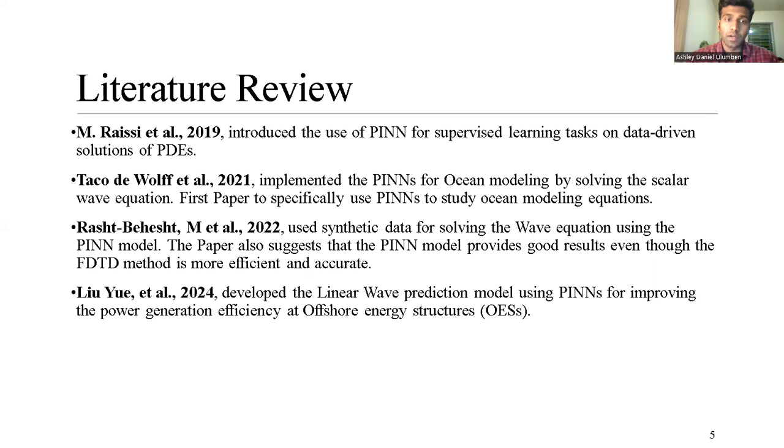From the third paper, we understood how to use synthetic data to solve the wave equation, and initially use the synthetic data to solve the finite difference time domain model, a time domain method using the traditional method, and then using that to compare it to the physics-informed neural network, thereby validating the physics-informed neural network against the traditional method.